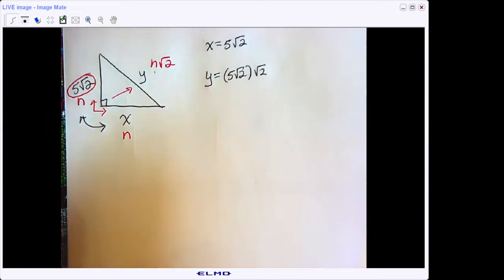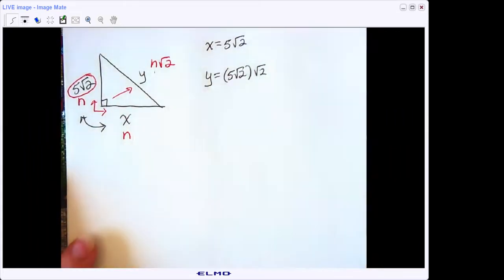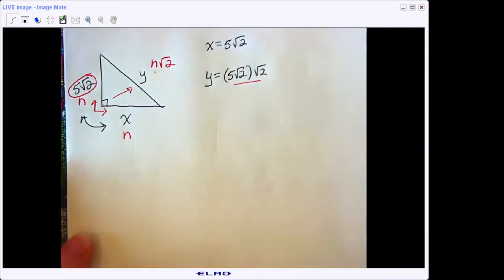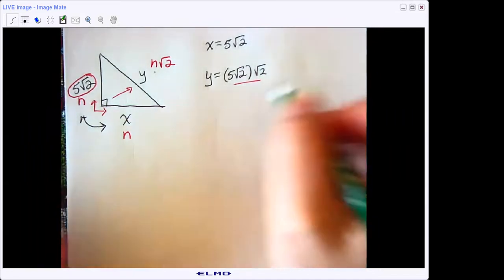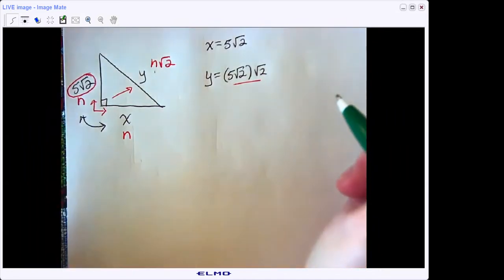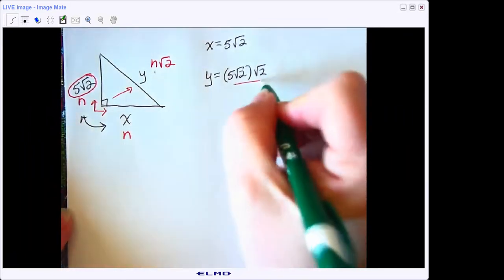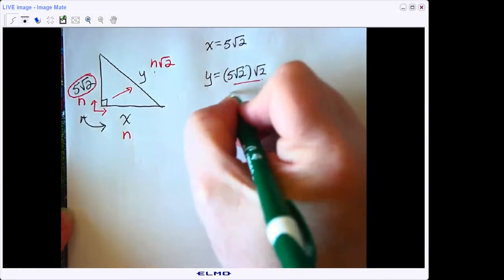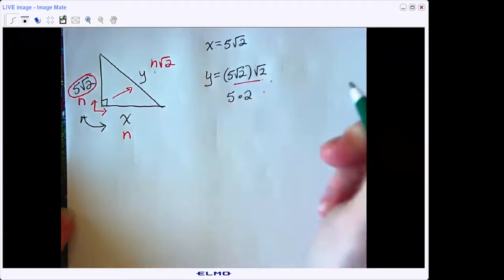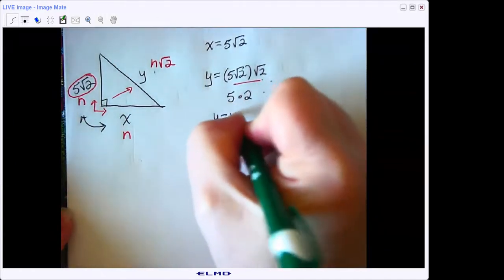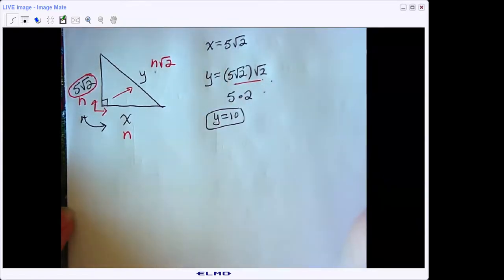Now we can simplify. What do we get when we multiply root 2 times root 2? 2. We get a regular 2. I know some of my students are still going, okay, we get root 4, but I need you to go, we have one part gives us a whole part. This is 5 times 2, which means that y equals 10.